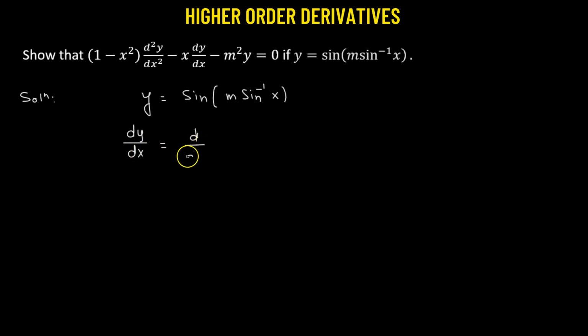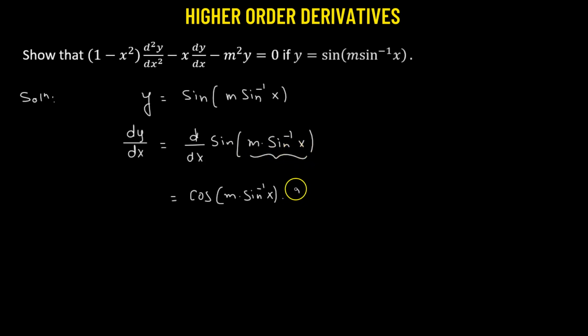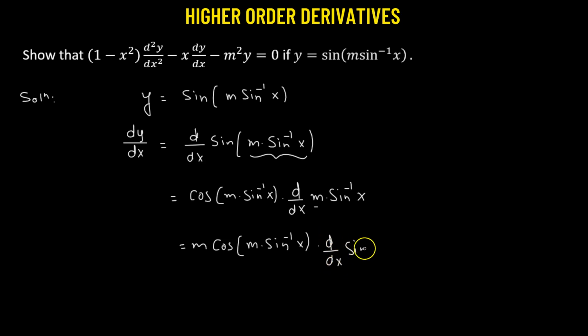So that is plus derivative with respect to x of sine of m times sine inverse of x. Now we know the derivative of the sine function gives us the cosine function. So here we have cosine of m times sine inverse of x, but we'll need to use the chain rule to take the derivative of m times sine inverse of x. So we'll multiply it to the derivative of m times sine inverse of x. Now here m is a constant, so we can pull it out of the derivative. So we have m times cosine of m times sine inverse of x multiplied to the derivative with respect to x of sine inverse of x.